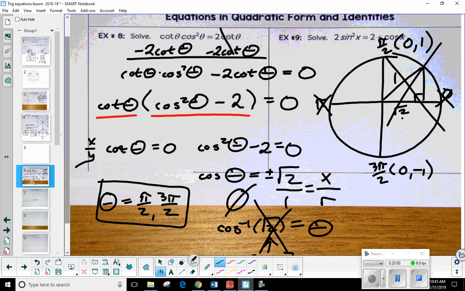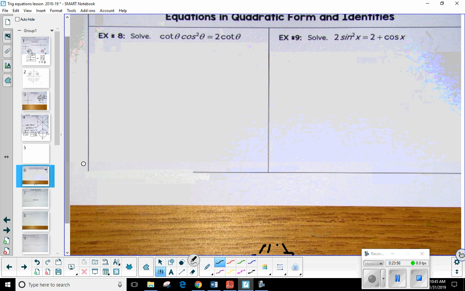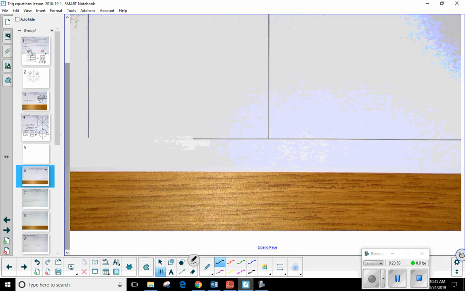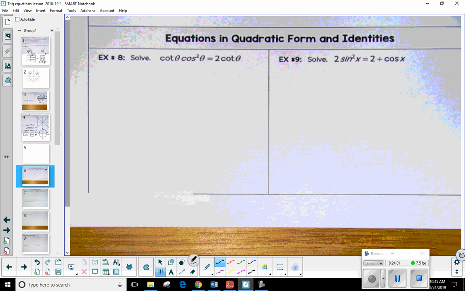Now, we got one more. This one, I'm going to help you get down to the point where we can create the triangles, and I'll let you take it from there. It says 2 sine squared of x equals 2 plus cosine of x. Now, if I have an equation like this, and I'm not sure what to do, the first thing I do is go ahead and move everything to one side and see if anything happens. So let me pull the 2 and the cosine x over. So 2 sine squared of x minus cosine of x minus 2 is equal to 0.